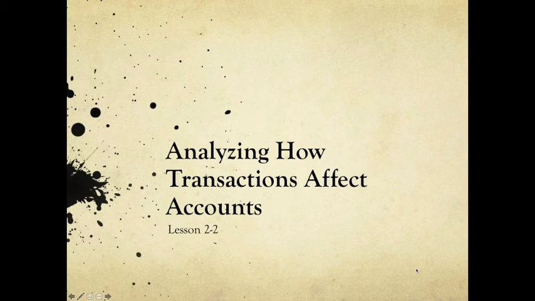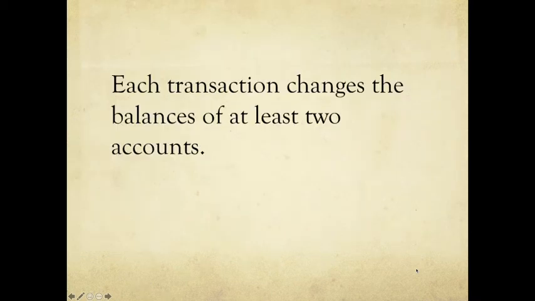So we're going to use the transactions from last chapter and we're going to apply them to our T accounts. Each transaction changes the balance of at least 2 accounts. So again, whenever you record a transaction, it has to affect at least 2 accounts.